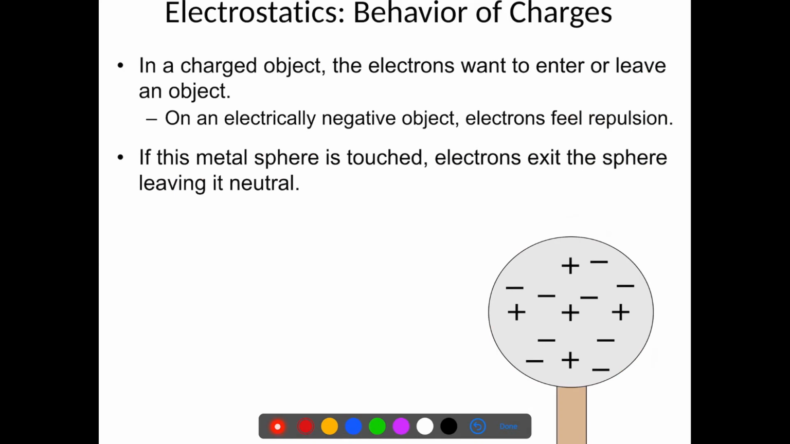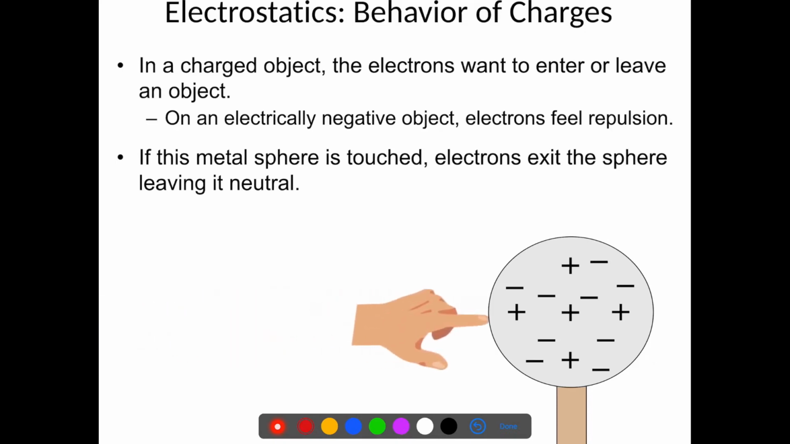Electrostatics is the behavior of charges. In a charged object, the electron wants to enter or leave an object. So in this sphere, when I have a bunch of negative charges, they don't want to be near each other, so they're going to distribute as far away from each other as they can. And if there's a way for the excess electrons to leave, they will.